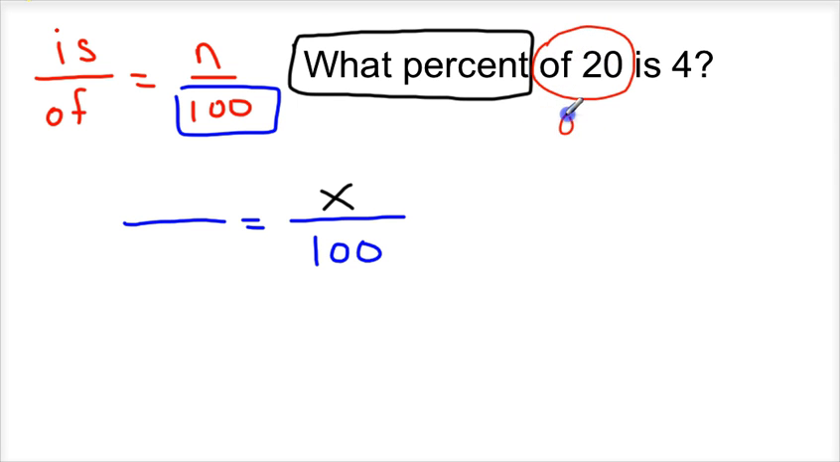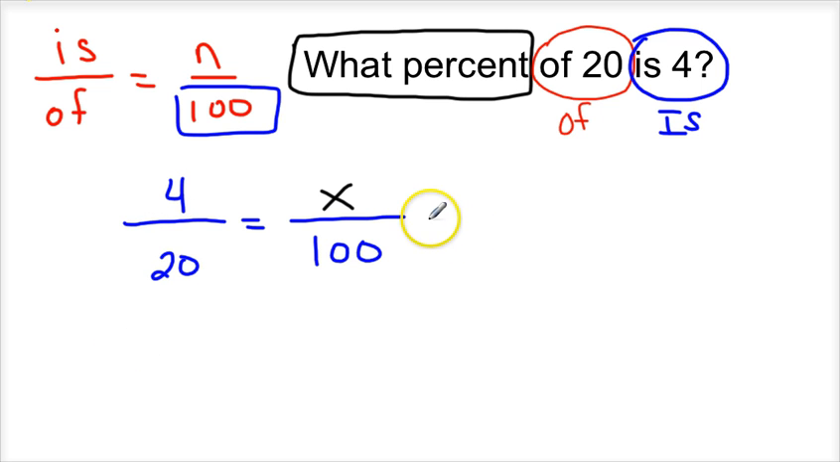Of 20. So this becomes my of. Is 4. This becomes my is. So I'm going to put in 20 for my of, and 4 is for my is. And again, always try to simplify if you can. In this case, I can simplify. 4 over 20 can simplify.